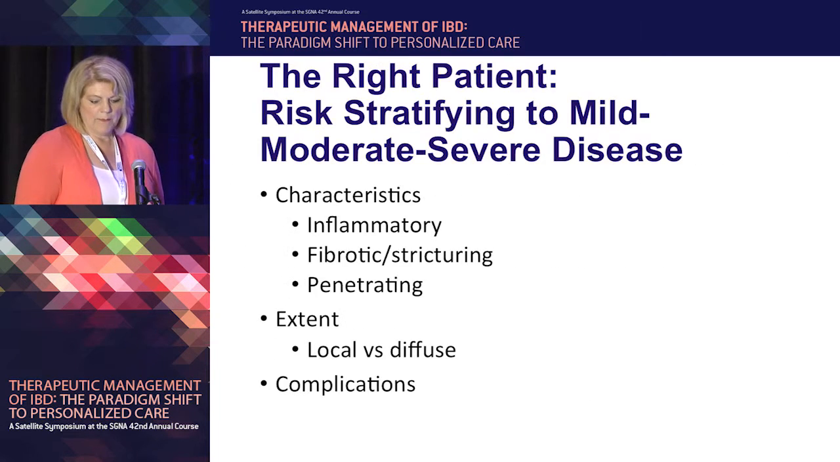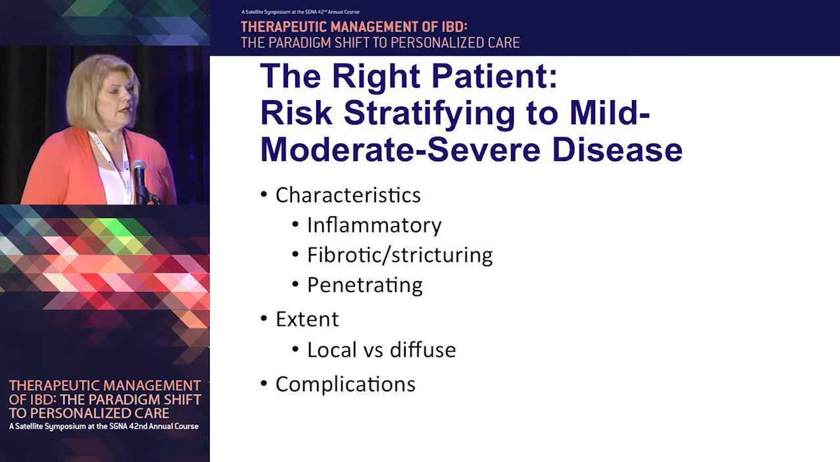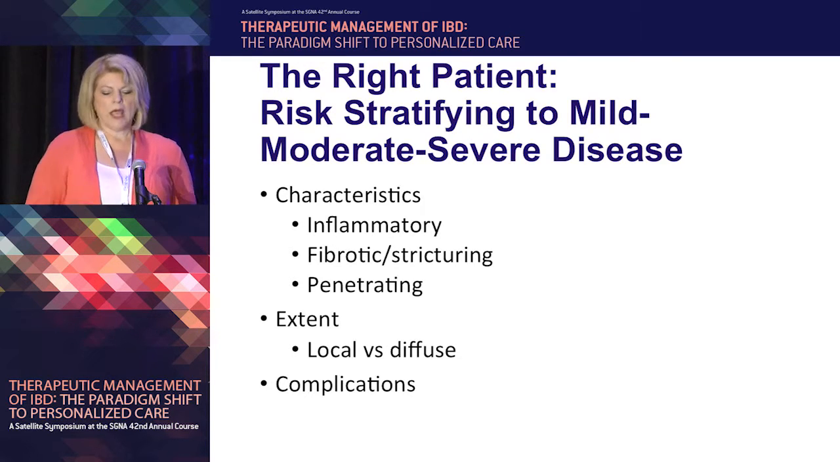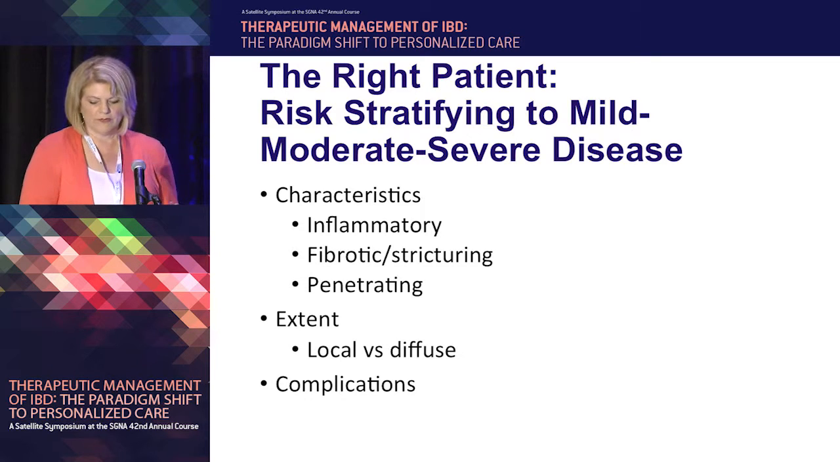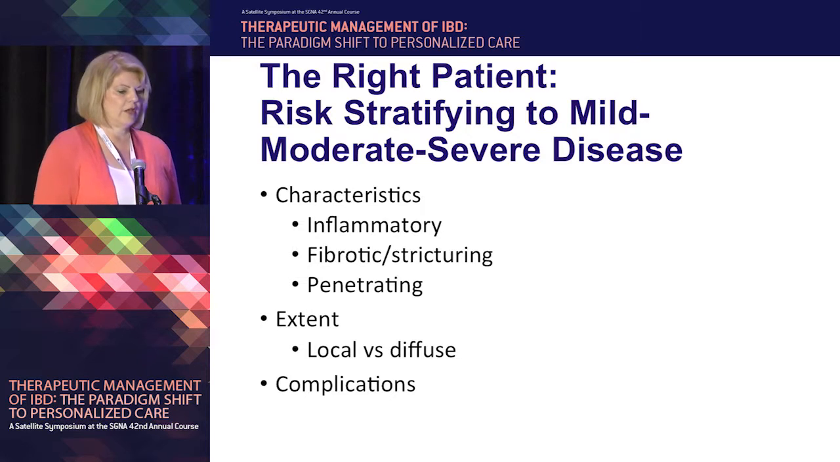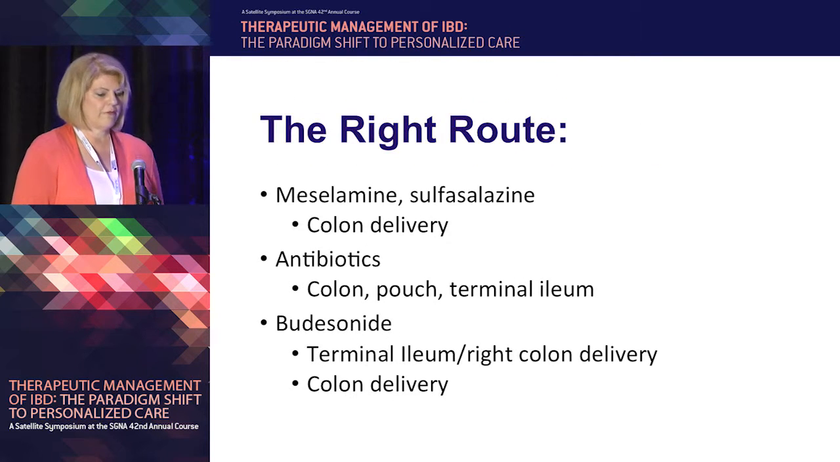The right patient: talk about risk stratifying, checking are they mild, moderate, or severe disease, and what do we look at? What are the characteristics? If they have inflammatory disease, do they have fibrotic, stenosing, stricturing disease, or do they have penetrating disease with fistulas? The extent: is it local or is it diffuse? Is it throughout the entire colon and into the small bowel? And do they have complications associated with it? These are all risk stratifying factors.